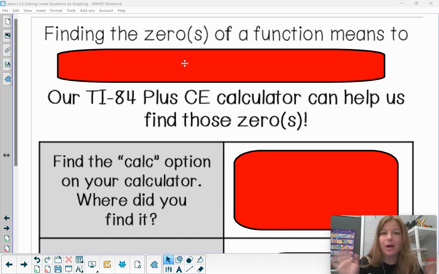Hi everyone, welcome to this video where we're going to talk about how to find the zeros of a function using our TI-84 Plus CE graphing calculator. Ready? Let's take a look.